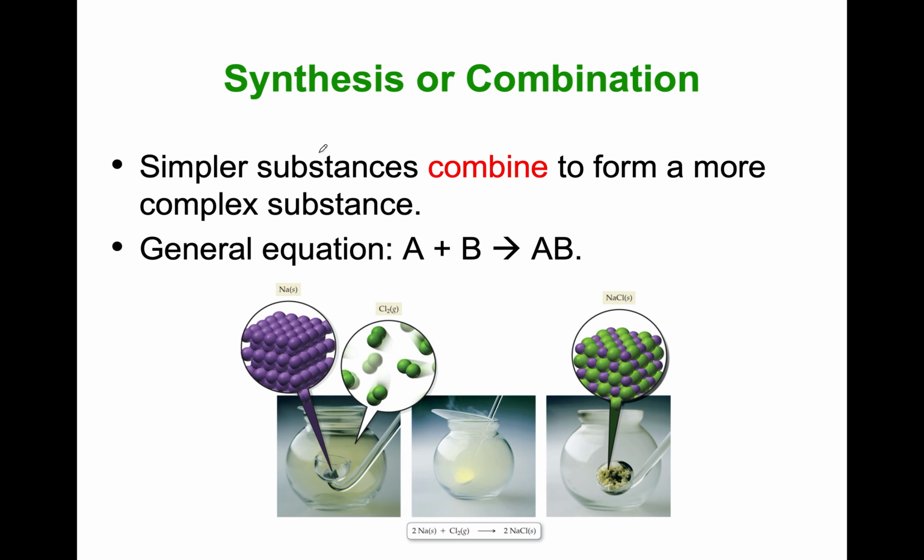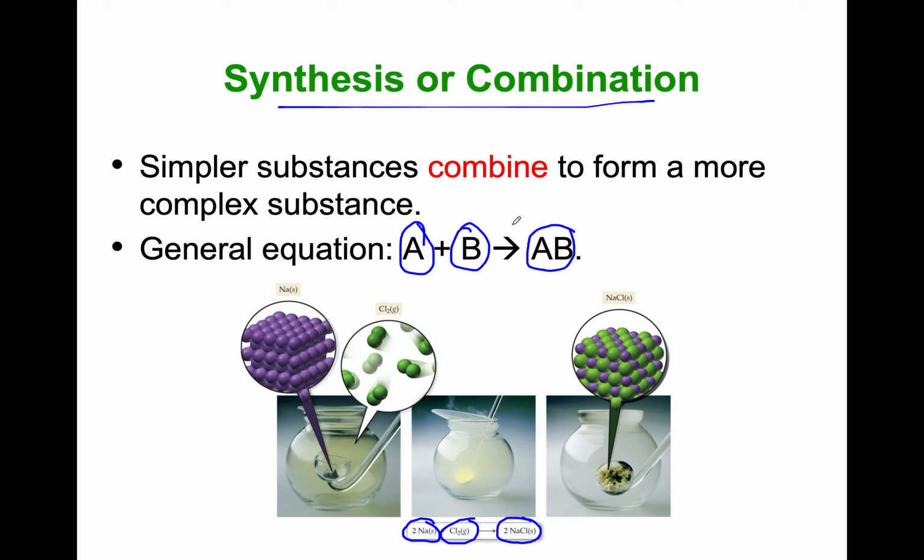So the first one, synthesis or combination. So take a look. We have 1A, we have 1B, so there's two things on the left, and we have one thing on the right. So I gave this example a little bit earlier. This is elemental sodium, which is a metal, elemental chlorine, which is a nonmetal, and it combines to form an ionic compound. So this is a combination reaction.